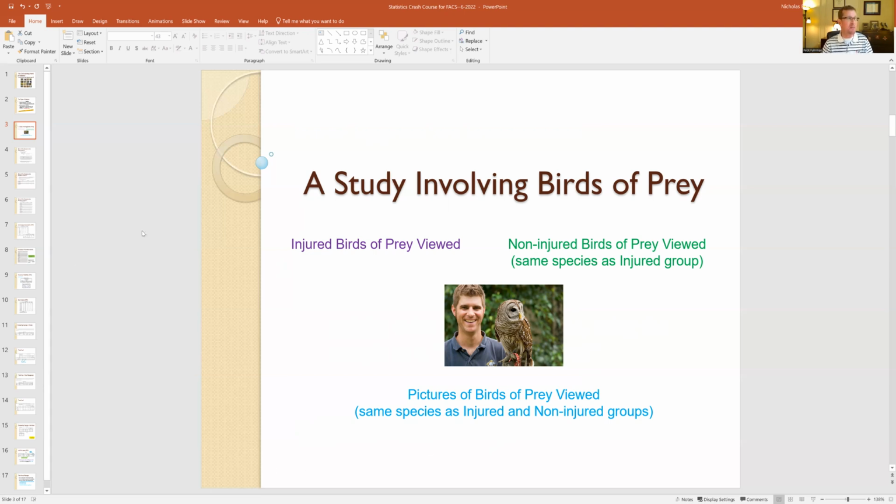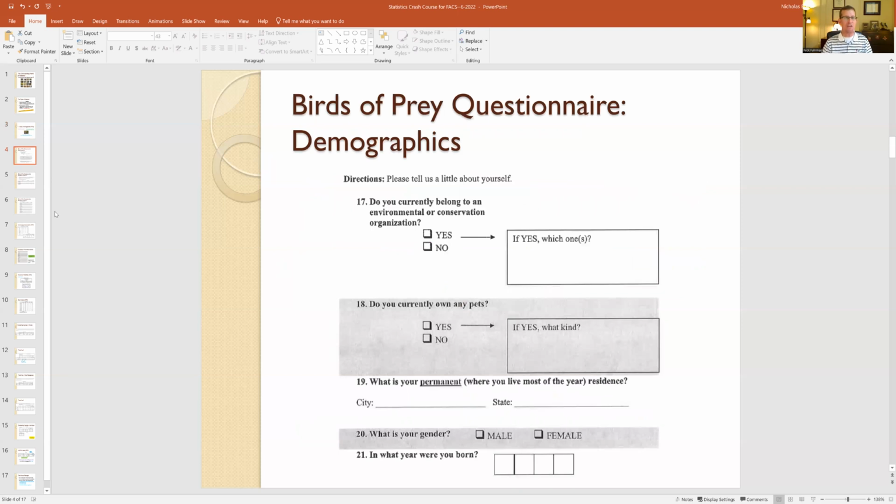Let me show you just a little bit about the questionnaire that was used, an old school paper-based questionnaire, because these are some older folks and we didn't want to introduce technology to them there. But they had to tell us some things about demographics, the year that they were born, their male, female, what permanent city and state are you from? Because many of them were snowbirds coming to Florida. Did they have pets? Did they belong to a conservation or environmental organization? They told us some things about themselves.